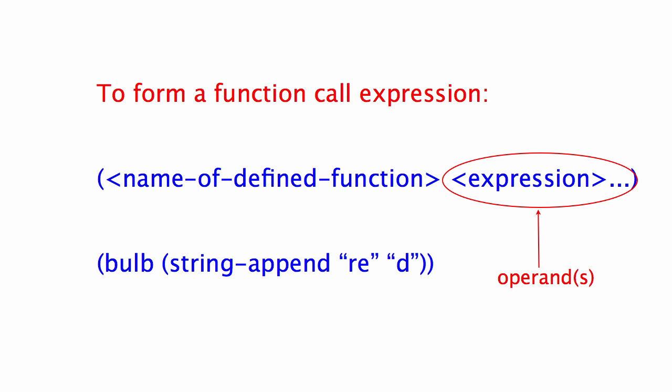To form a function call expression, we put open paren, the name of a defined function, and then we put some number of expressions corresponding to the number of parameters the function has. So for our bulb function, which has a single parameter, we put a single expression after the bulb name. And those expressions are all called operands.